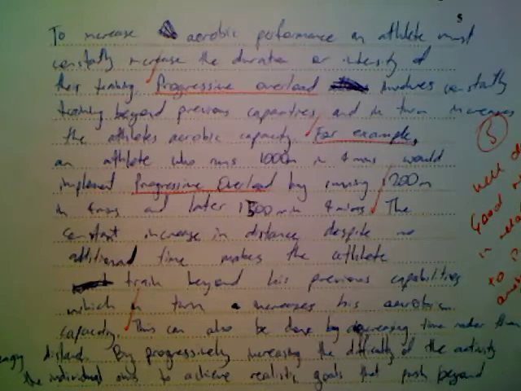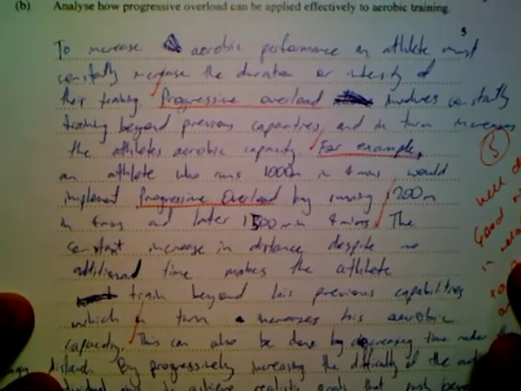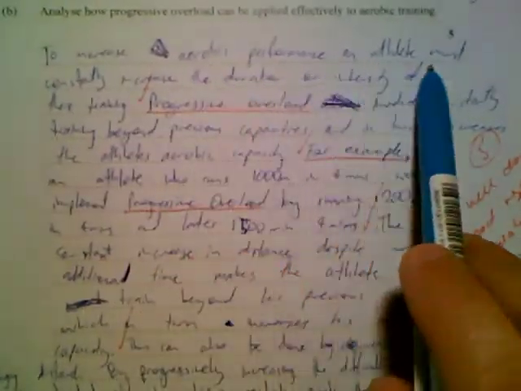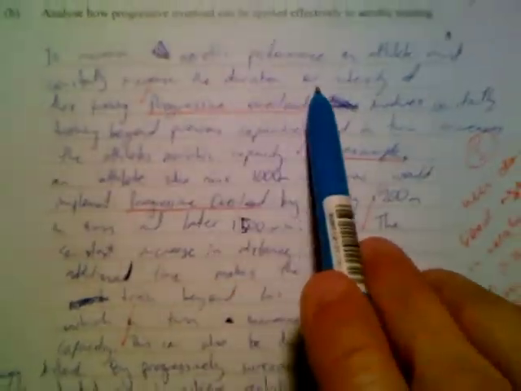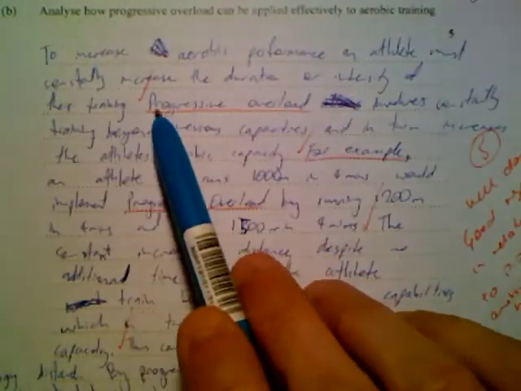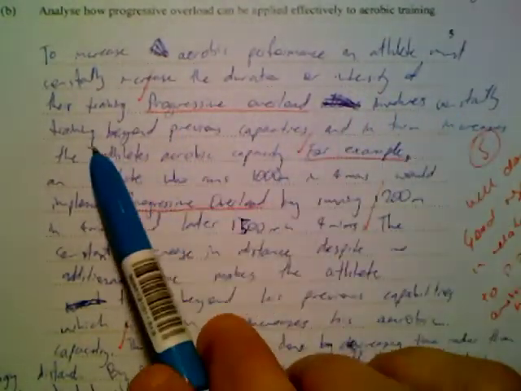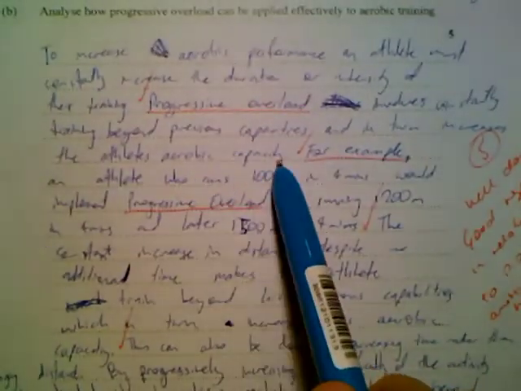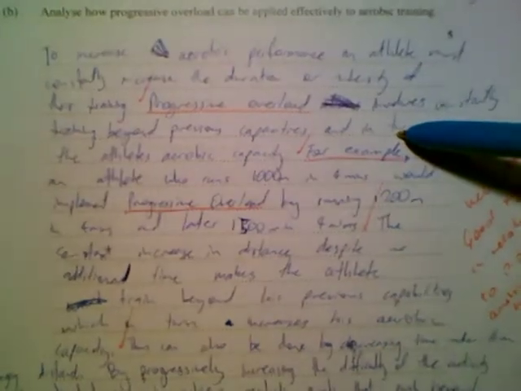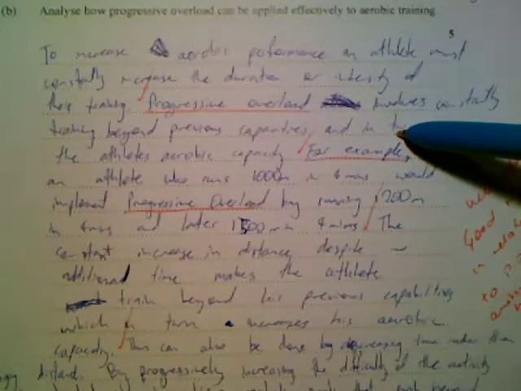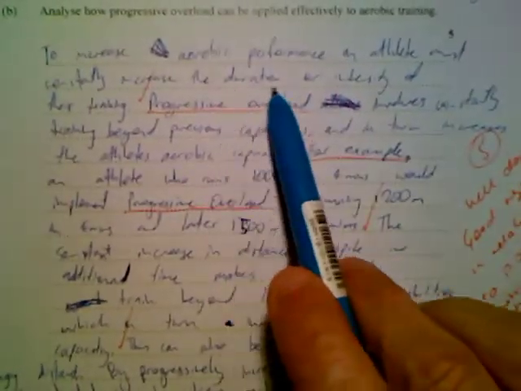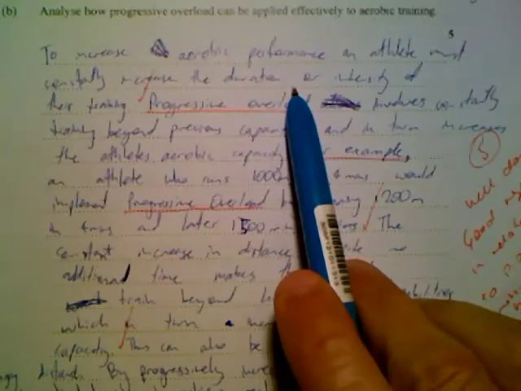So we'll just have a look at an answer here, and we'll go through this answer. It says, to increase aerobic performance, an athlete must constantly increase the duration or intensity of their training. Progressive overload involves constantly training beyond previous capacities and in turn increases the athlete's aerobic capacity. So we've got an explanation and understanding of what progressive overload is. We've then also showed how we could apply it to look at some of the different variables that may exist in changing or continuing on with progressive overload.